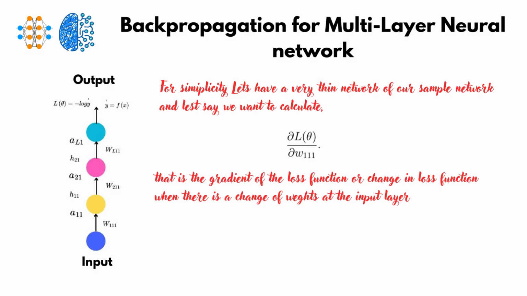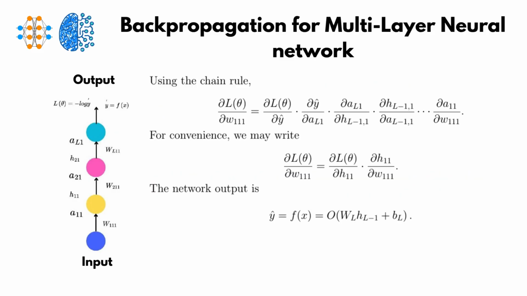The challenge is that the weight W111 is far away from the output layer. Its effect on the loss is indirect because the information passes through several intermediate neurons. So how do we compute this derivative efficiently? The answer lies in the chain rule of calculus, which is the mathematical foundation of the backpropagation algorithm.